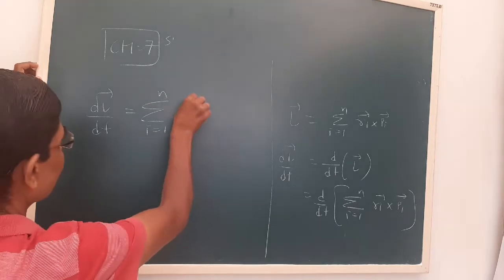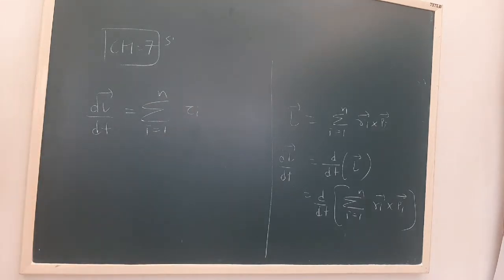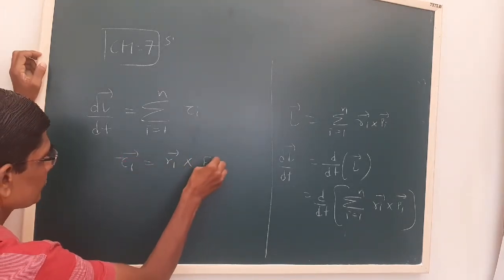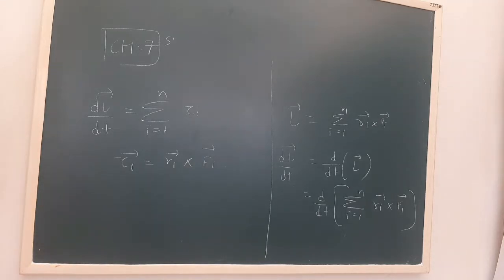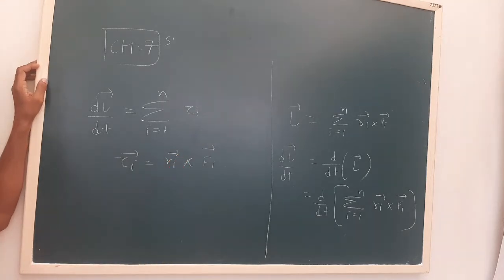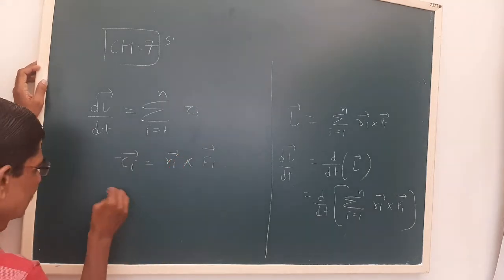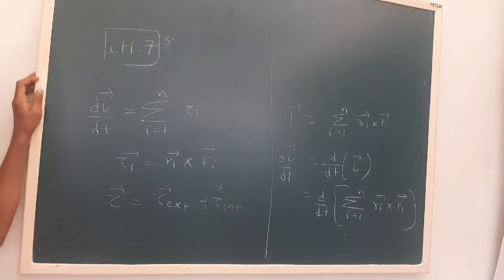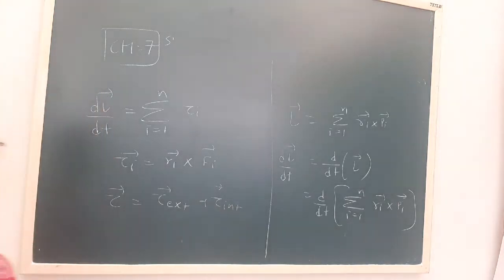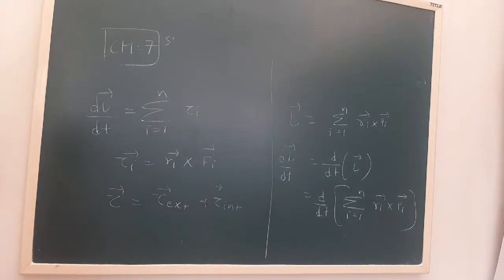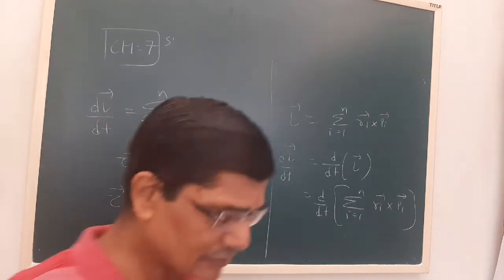So this is the torque acting on the ith particle. We can write the torque acting on the ith particle as r_i cross F_i. Now the torque is made up of two parts, external torque plus internal torque. But by Newton's third law of motion, the sum of the internal torques among the particles will cancel each other out.